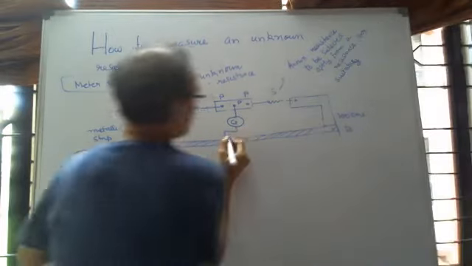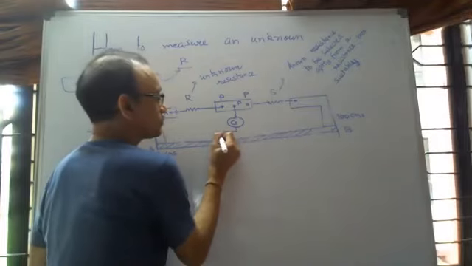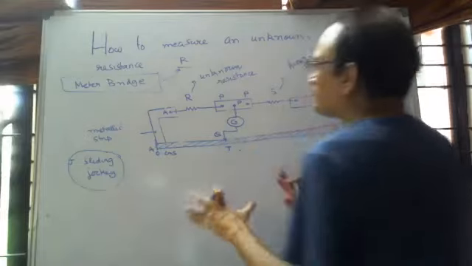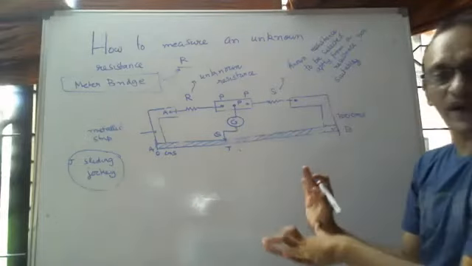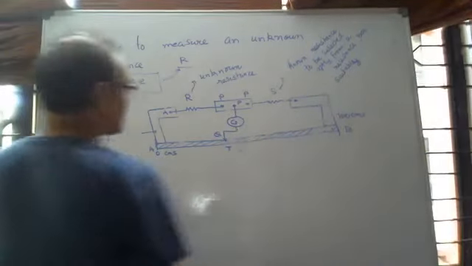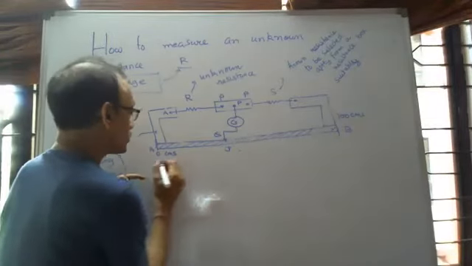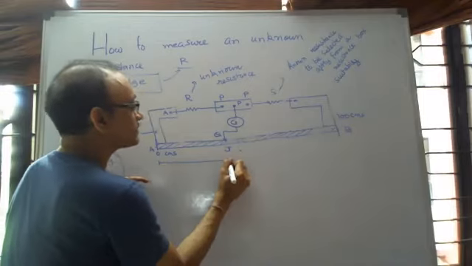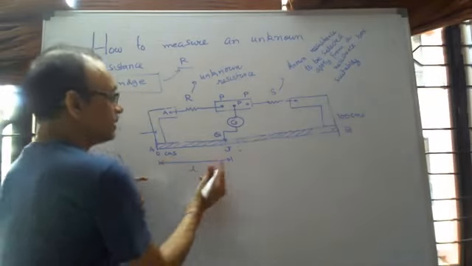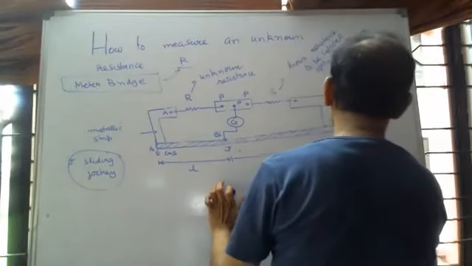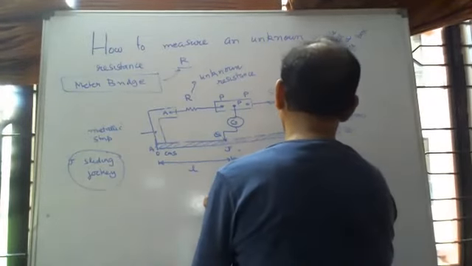Think of this point as Q. Now look, if I have to redraw the circuit, then my circuit is, and do you realize this length is L. Suppose the sliding point of the jockey is L, then what will this length be? 100 minus L.